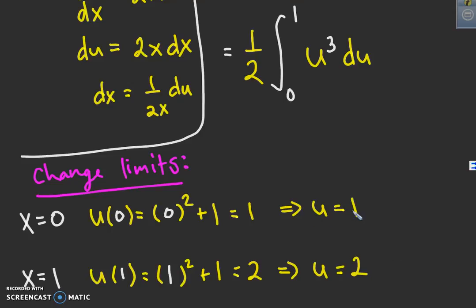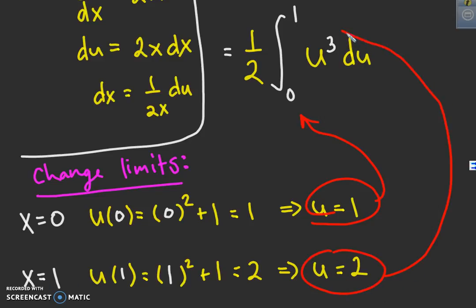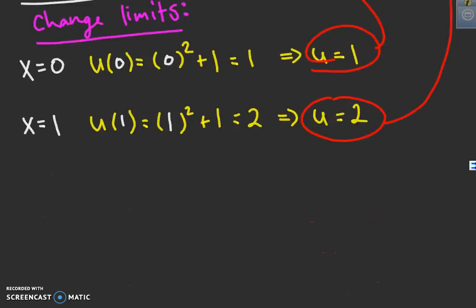So here we have the new u values for the limits. So when x was 0, my new lower limit is going to be 1, so that'll go there. When x was 1, my new upper limit will be 2, and that'll go there. So now what we have is 1/2 times the integral from 1 to 2, and it's u cubed du.